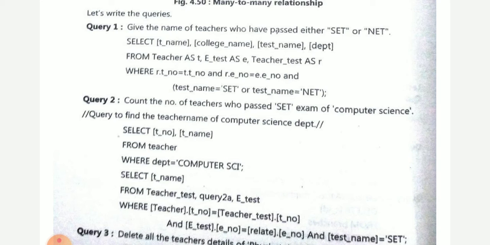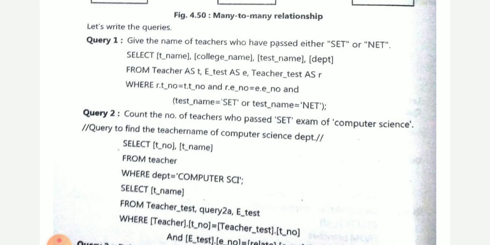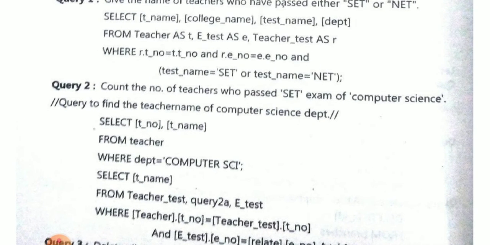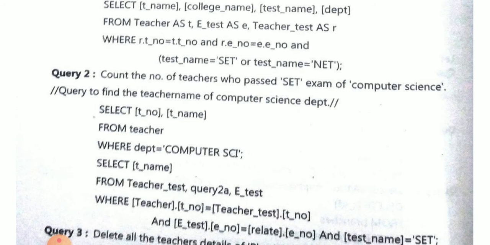Then select T name. For this purpose we have to select the teacher name who are passing SET or NET, so first of all we select the name from the teacher table. Select T name, college name, test name, department from teacher table as T, E test as E, teacher test as R, where R.test number is equal to T.T number and R.E number is equal to E.E number, and test name is equal to SET or test name is equal to NET. This query gives as output the names of teachers who are passing the SET and NET exam.